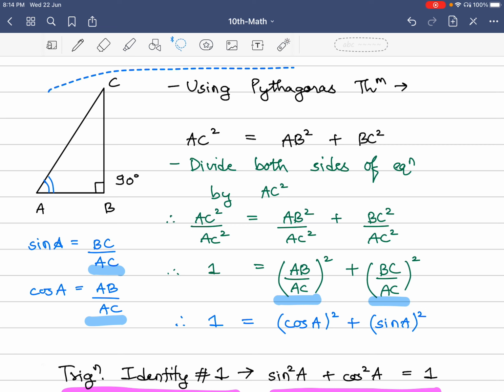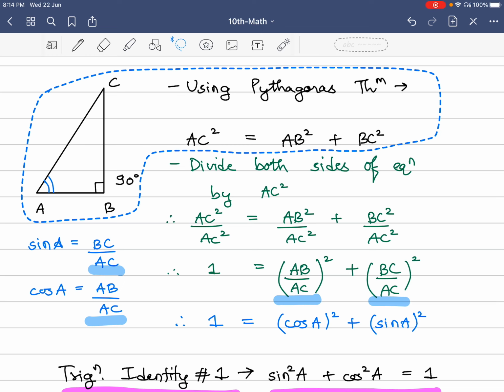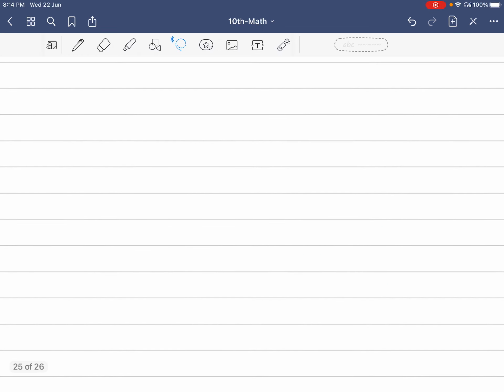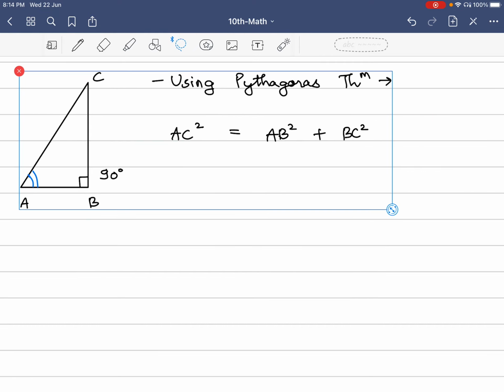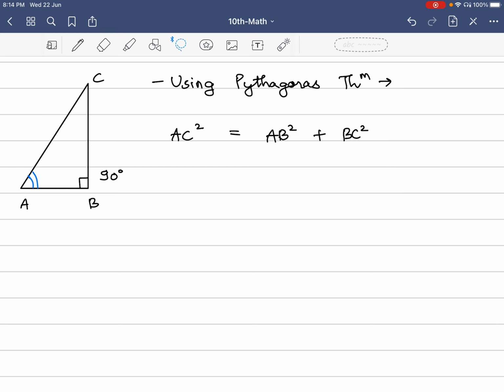In order to derive them, I am going to take this triangle along with the Pythagoras theorem. So copy, let's come down, and paste here. Once again, we have our right angle triangle ABC, and from Pythagoras theorem, we have hypotenuse square is equal to side square plus side square.